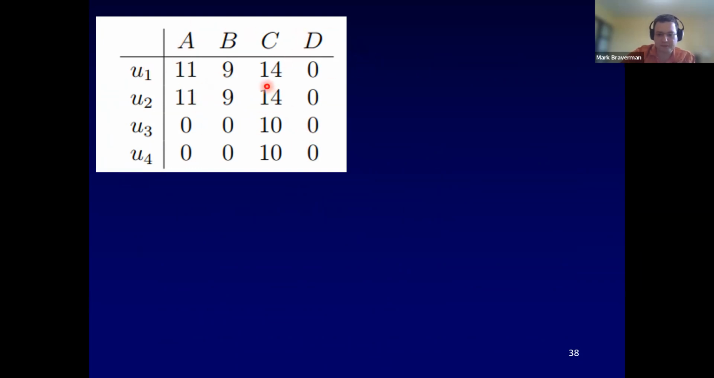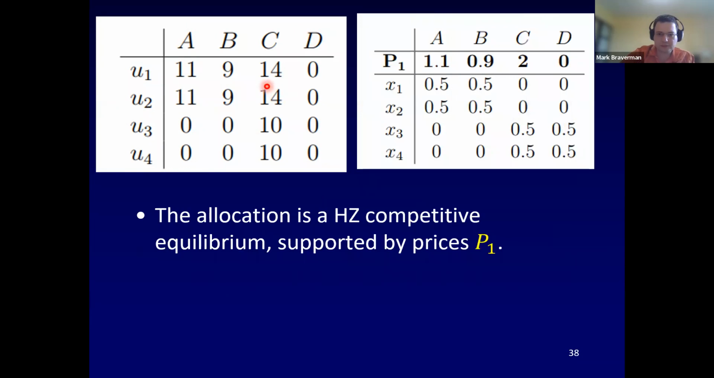So this is an example of a Hyland-Zeckhauser allocation where the price of A is 1.1, the price of B is 0.9, C costs 2, D costs 0, and this is the allocation. So it's supported by those prices. You can check that every player indeed spends 1 unit of tokens, and each player gets their favorite bundle they can afford at these prices.